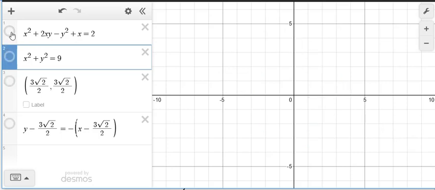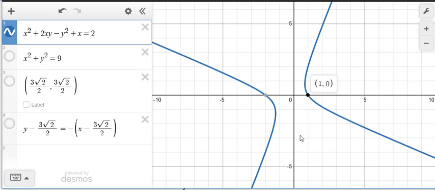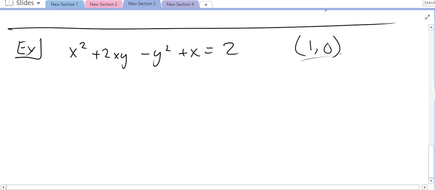Now, for another example of an implicitly defined function, let's look at x squared plus 2xy minus y squared plus x equals 2. This is an example of what we call a hyperbola. And again, it's not a function. It fails the vertical line test here. But let's go ahead and try to find the slope of the tangent at this point 1, 0 on our hyperbola. We have this function and we are trying to find the slope of the tangent line, or the equation of the tangent line at 1, 0.